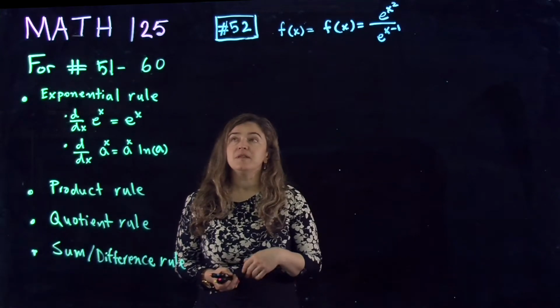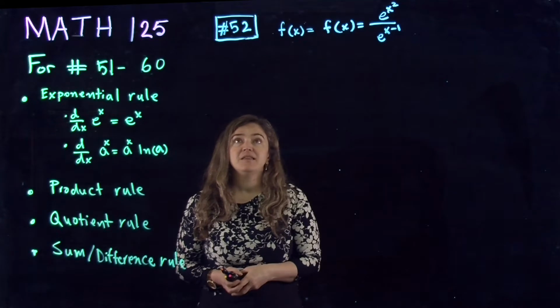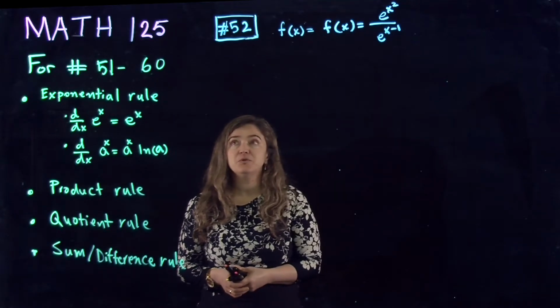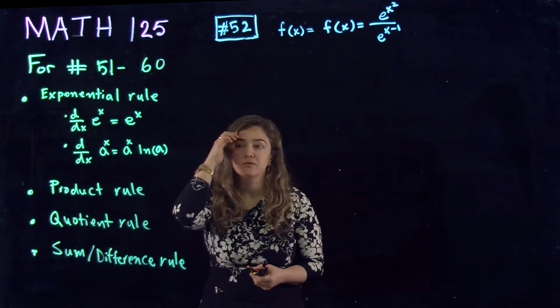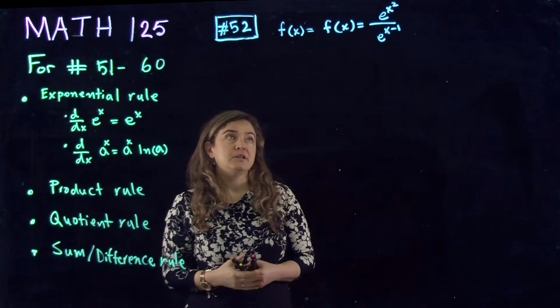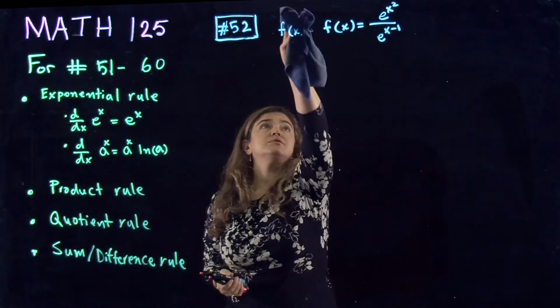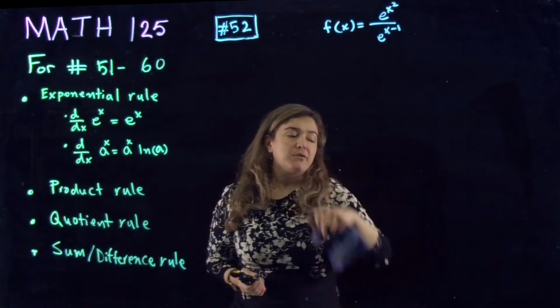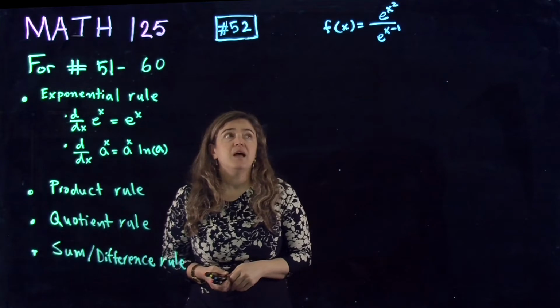We're continuing with solving gateway questions for Math 125. This time question number 52 out of the series 51 to 60, which involves the exponential rule of derivative of e to the x and a to the x. And the function this time is f of x equals e to the power x squared divided by e to the power x minus 1.